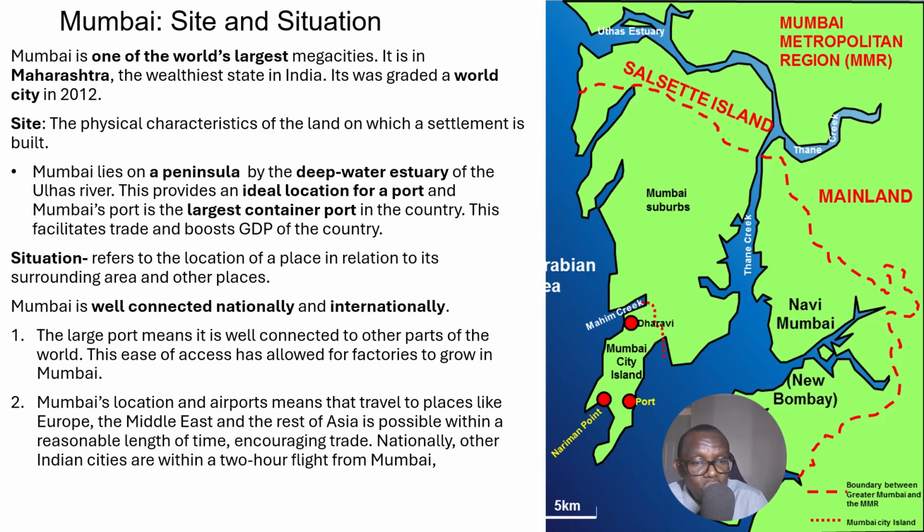Now, you do remember that when we were talking about development dynamics, we compared Maharashtra to Bihar and said that Maharashtra is a rich province in India, and we compared it to a poor area, which was Bihar in India as well. So Maharashtra is the wealthiest state in India. And Mumbai was graded a world city in 2012.